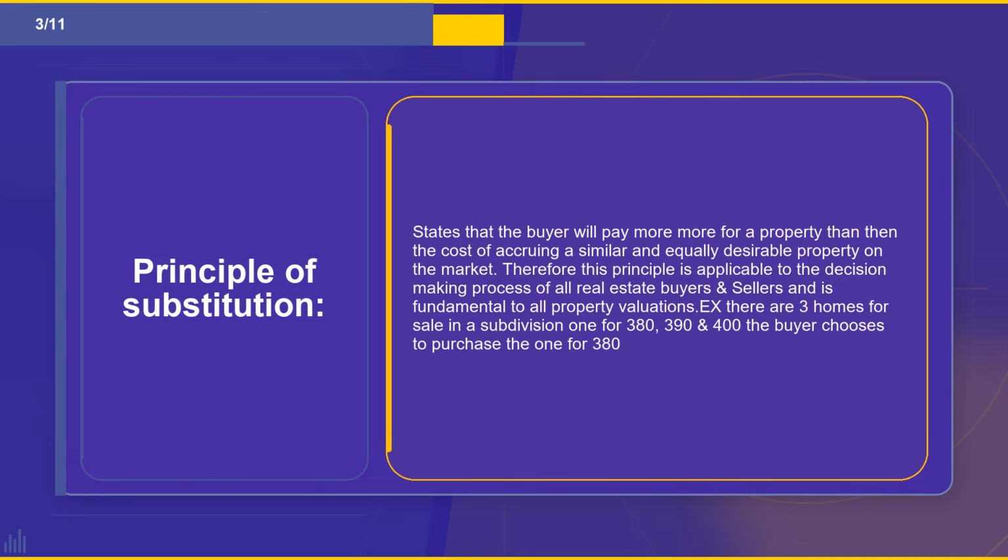Definition: states that a buyer will not pay more for a property than the cost of acquiring a similar and equally desirable property on the market. Therefore, this principle is applicable to the decision-making process of all real estate buyers and sellers and is fundamental to all property valuations. Example: There are 3 homes for sale in a subdivision, one for $380, $390 and $400. The buyer chooses to purchase the one for $380.